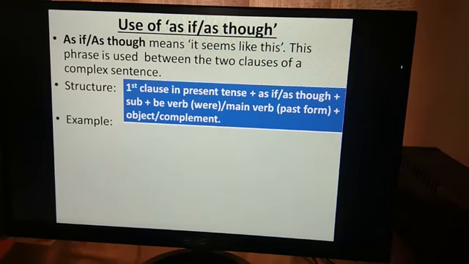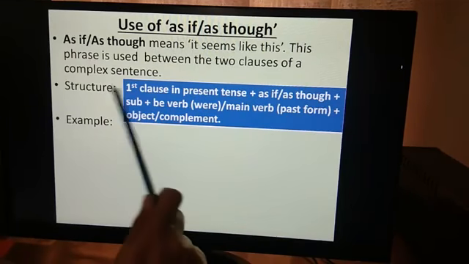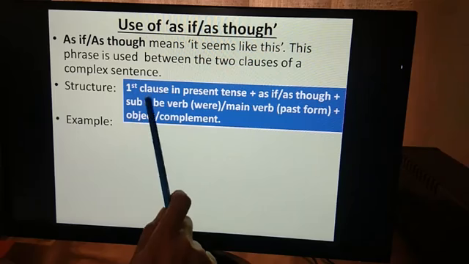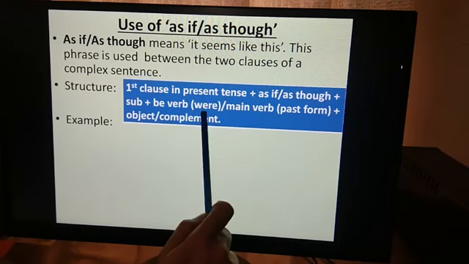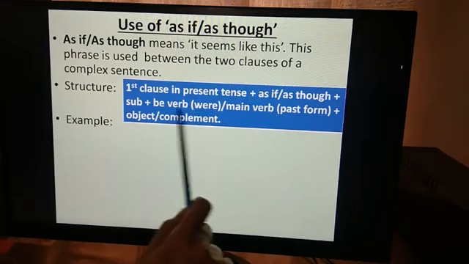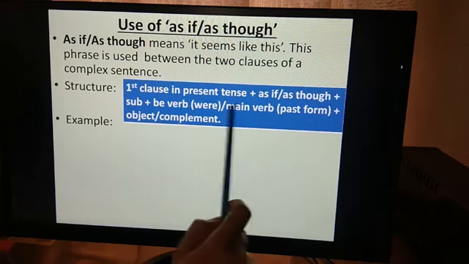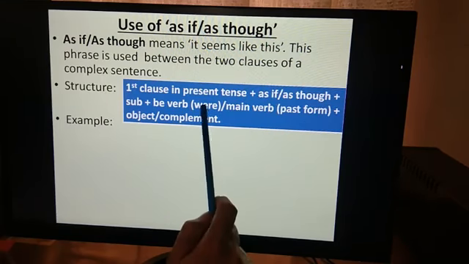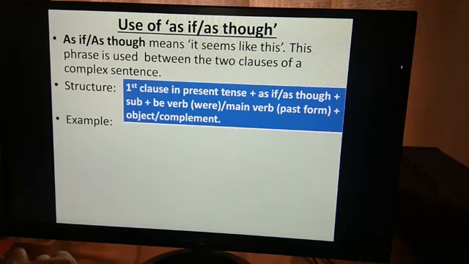The structure comes like this. First clause in present tense, plus as if or as though. Then another clause comes: subject plus be verb. If we use a be verb, it will always be in the form of were. Otherwise, we can use a main verb, but the main verb will be in past form. Then comes the object and complement. So they are the two clauses.